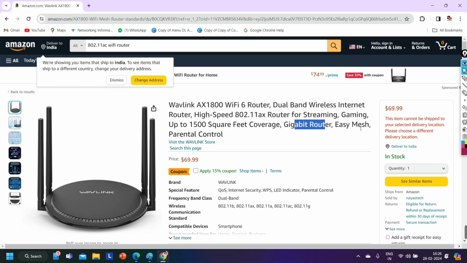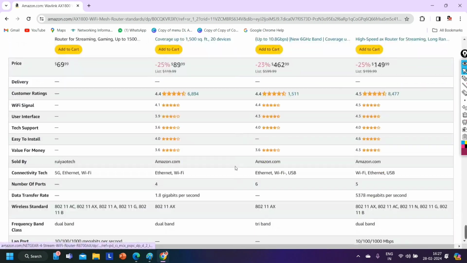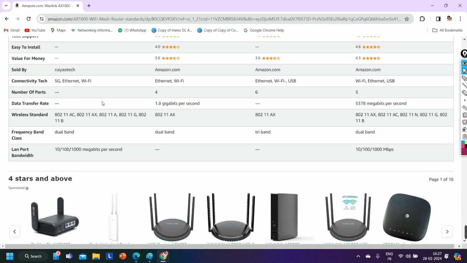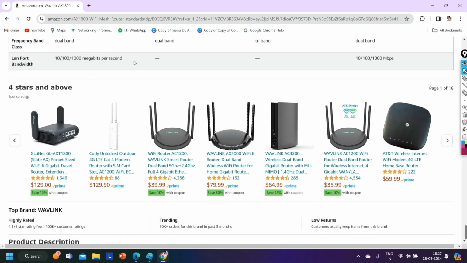There will be gigabit router, easy mesh personal control. Then there will be a description about this device, guys, somewhere. Yes, here you can see the description. So the wireless standard of this device is 802.11ax, and it is compatible with AC, AX, A, G, as well as B. Fine. The LAN port bandwidth is 10, 100 and 1000 megabit per second.